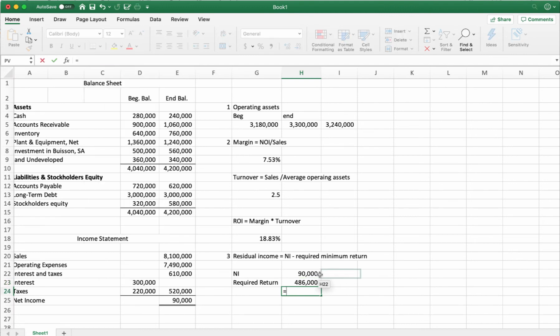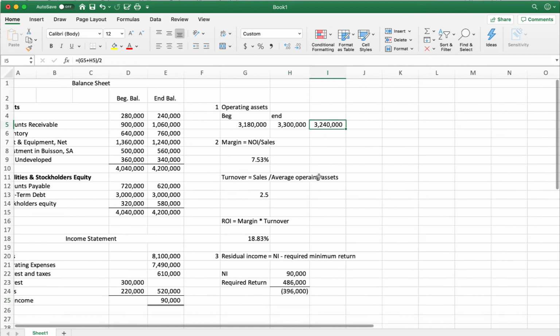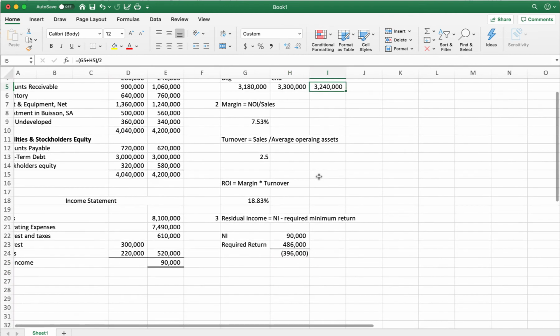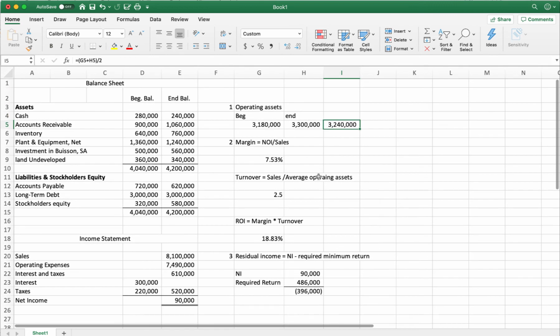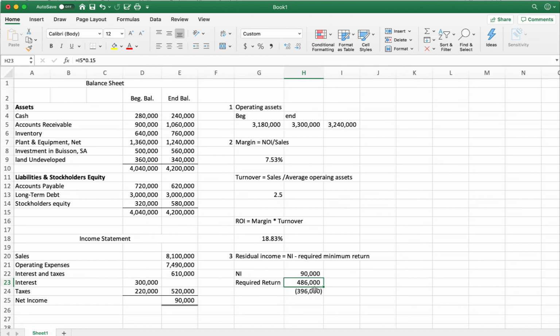We could see from this that we are in the hole, right? Because our required rate of return is 15% of our average operating assets. Okay? Now, let's say that we changed, so we have a negative here. We have negative residual income.